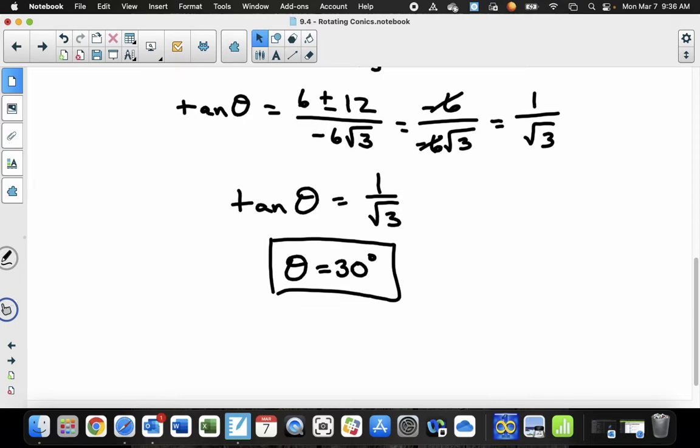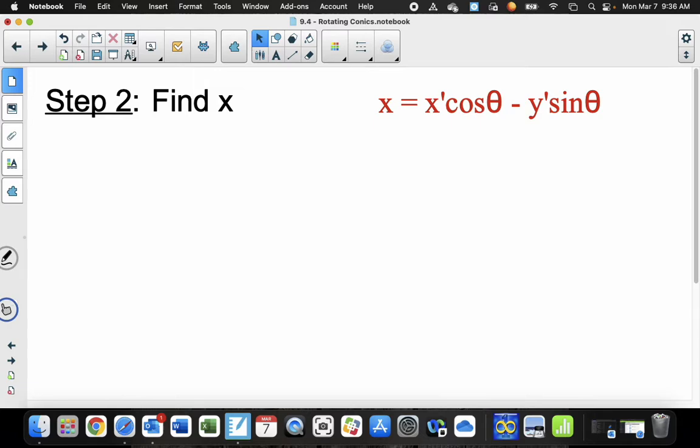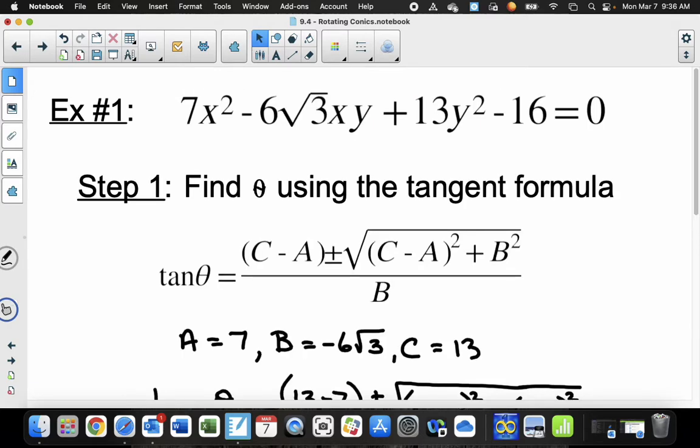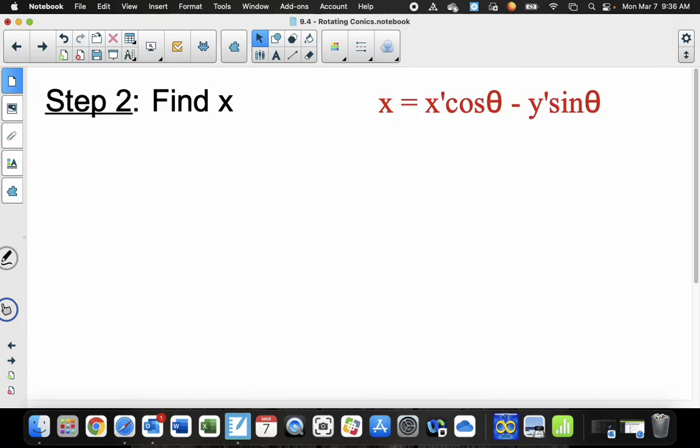Okay? All right. So now, here's what we got to do. We said ultimately, let me go back for a second. I need to make some substitutions. I need to pull out the x squared, the xy's, and the y squared. In order to do that, I need to know what x and y actually equal. So that's step number 2. Using our equation that we had before, we need to find x. Okay? So x equals, if we're using our equation, x prime times the cosine, but now we know what theta is. It's 30 degrees. So x prime times the cosine of 30 minus y prime times the sine of 30.